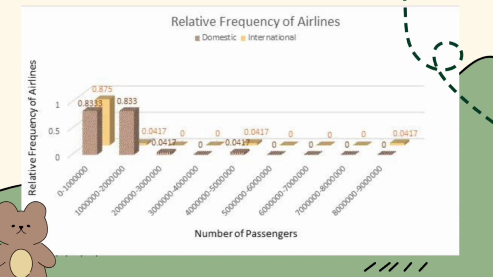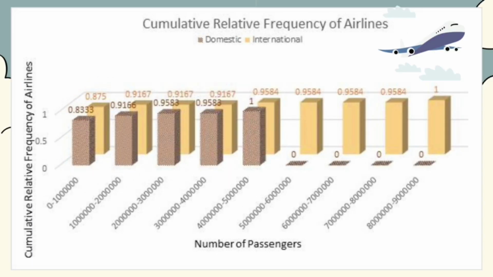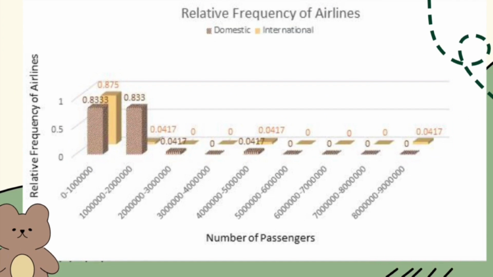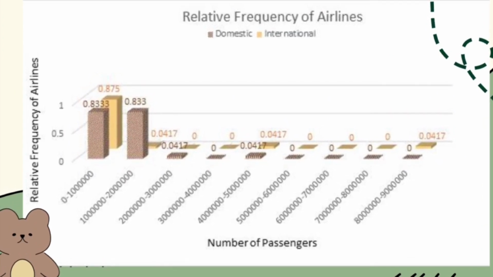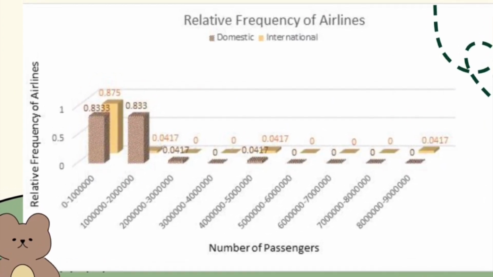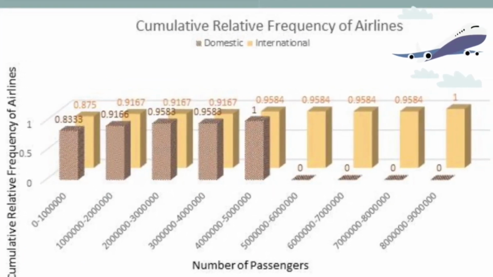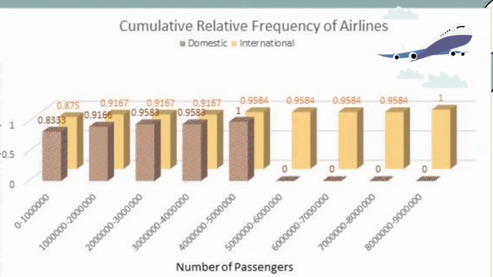This is the graph of the data. Overall, international is much higher than domestic. This shows international has higher demand than domestic during this data period. To compare relative frequency and cumulative relative frequency, relative frequency represents the ratio of the number of times a value of the data occurs in the dataset, while cumulative frequency represents the sum of the relative frequencies.